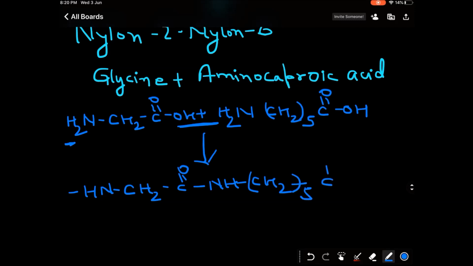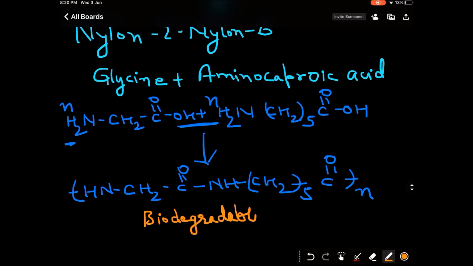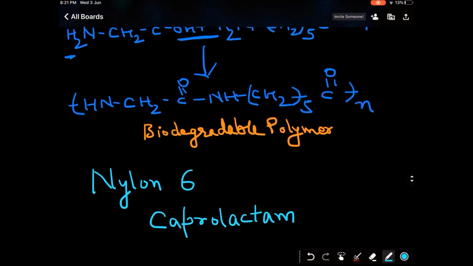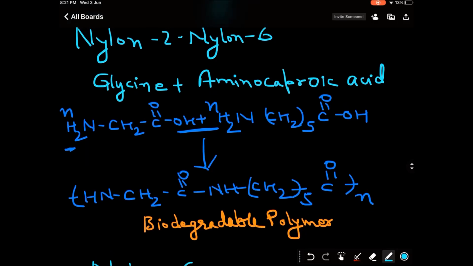So here it is C double bond O and H. Then CH2 5 C double bond O OH. So this is the H of carboxylic acid, OH of carboxylic acid is removed and H of NH2 from glycine. So we can see that this is the repeating unit in nylon 2 nylon 6. Nylon 2 nylon 6 is also an important nylon because this is one of the biodegradable polymers, which is quite a requirement these days to have biodegradable polymers.